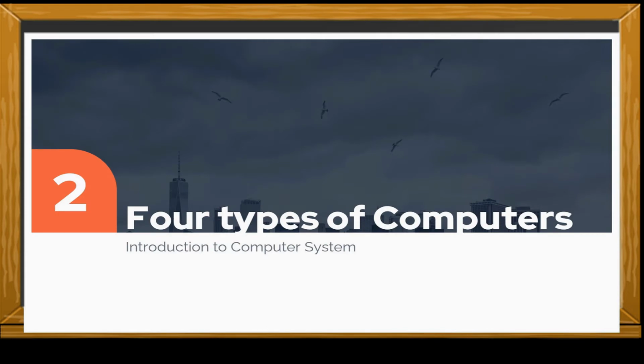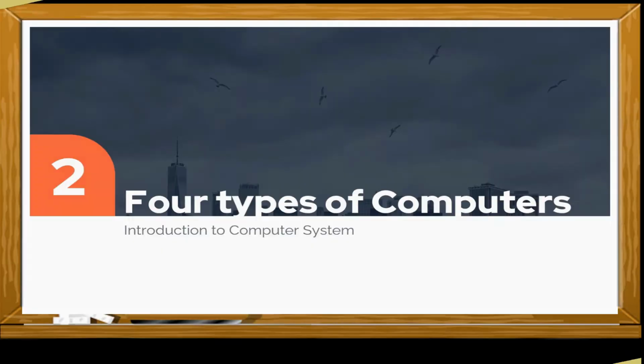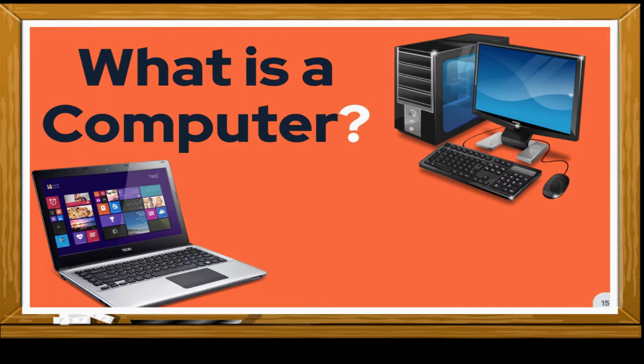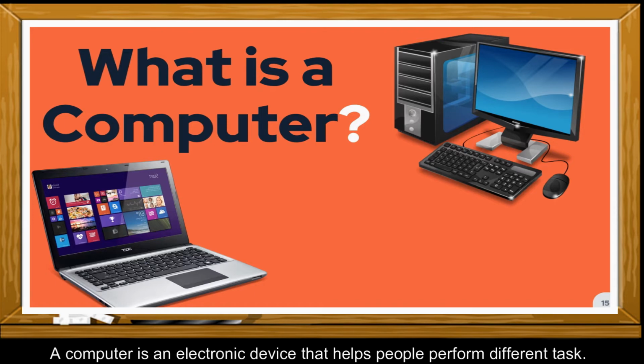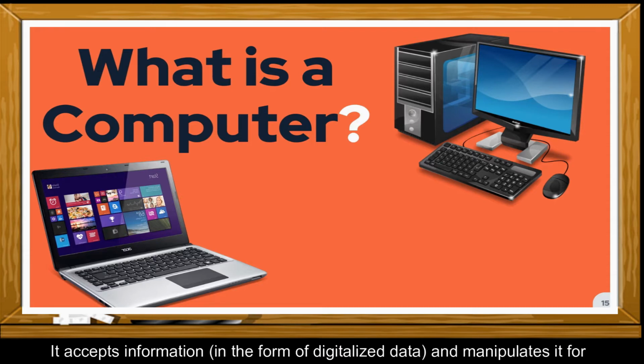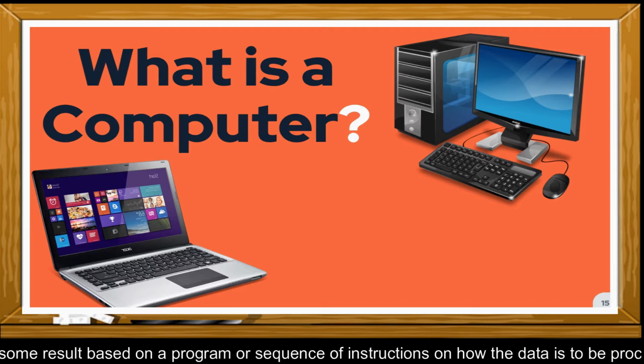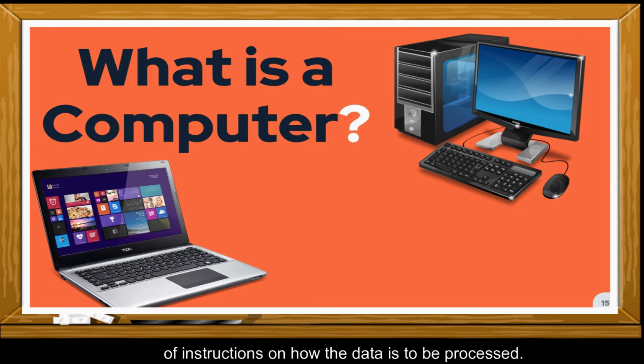Now, let's talk about the 4 types of computers. Before discussing the types of computers, I would like to ask first this question. My dear learners, what is a computer? Aha, you are correct. A computer is an electronic device that helps people perform different tasks. It accepts information in the form of digitalized data and manipulates it for some result based on a program or sequence of instructions on how the data is to be processed.